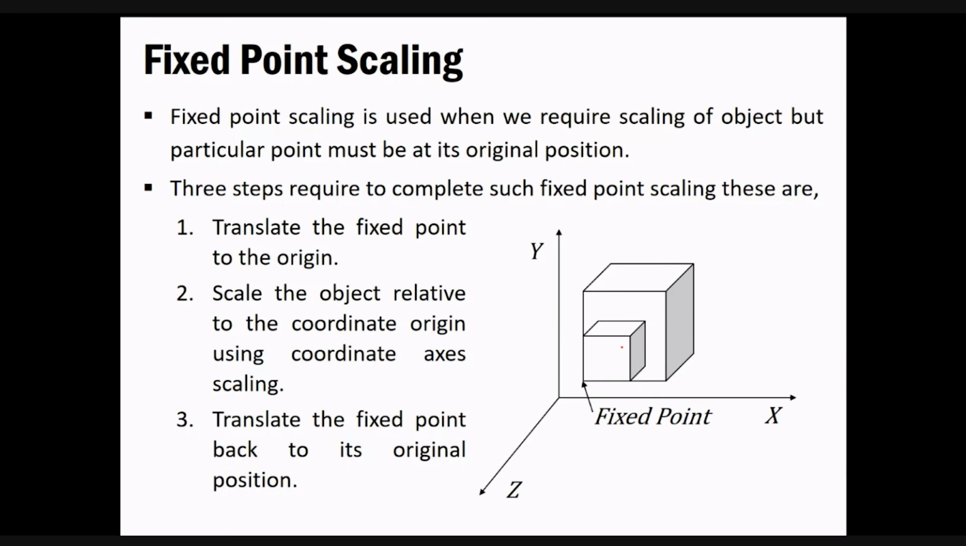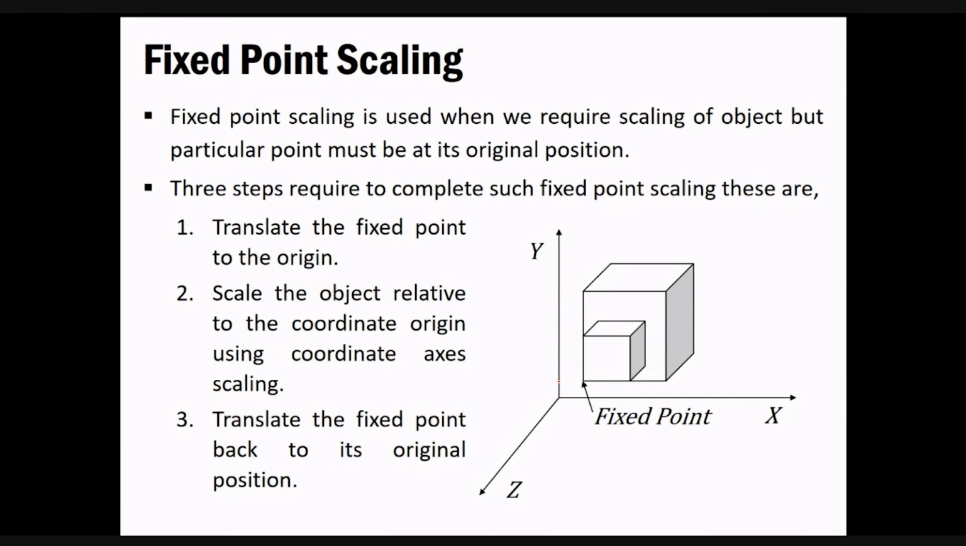So now fixed point scaling is used when we require scaling of an object, but a particular point must be at its original position. That is given over here, so by that you can easily understand it. There are 3 steps we have to complete for fixed point scaling. Translate the fixed point to the origin. Scale the object relative to the coordinate origin using coordinate axis scaling. And then translate the fixed point back to its position.